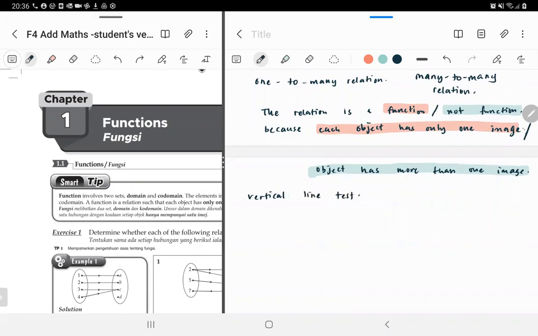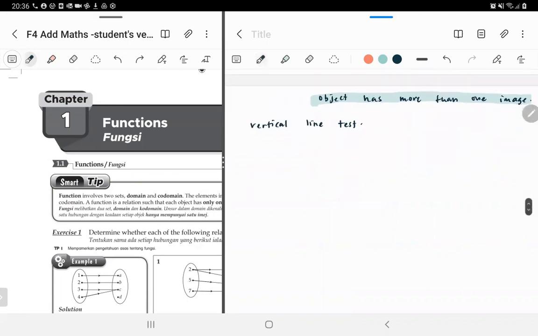Another way to test whether it is a function or not is the vertical line test. Vertical line test means, when you have a graph like this one, a straight line, I want to know whether this line is a function or not. This line normally has an equation, right? If you still remember what you learned in Form 3, y equals mx plus c. So every line we plot on the graph has a formula, a function, for it.